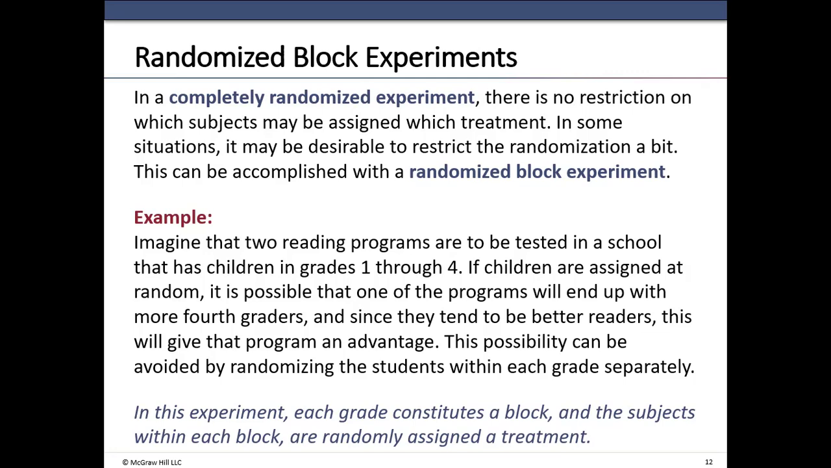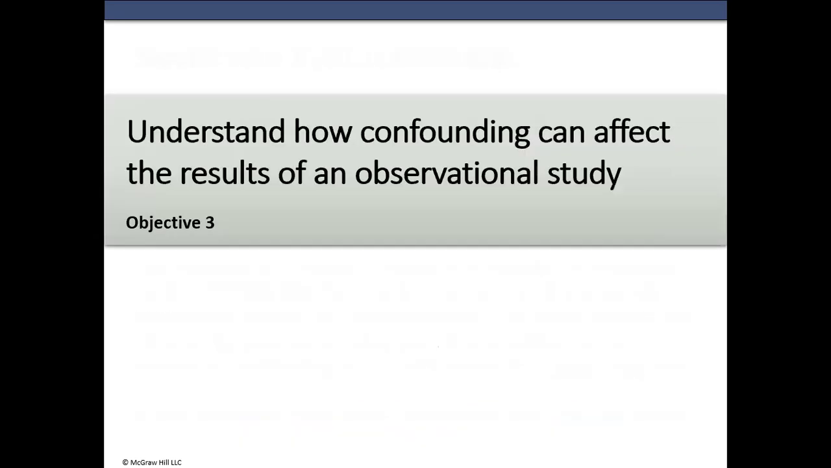For example, reading skills. So you are randomizing inside the blocks. What are the blocks? The blocks are the grades separately: grade 1, grade 2, grade 3, grade 4. Within each grade, you're dividing them randomly into two groups. One group gets the regular method, the other group gets the new method of teaching. This is called a randomized block experiment.